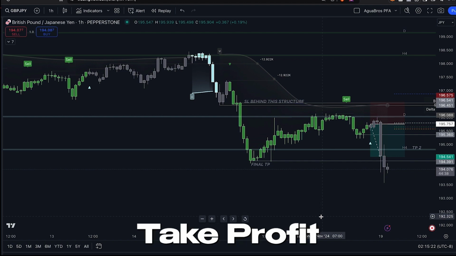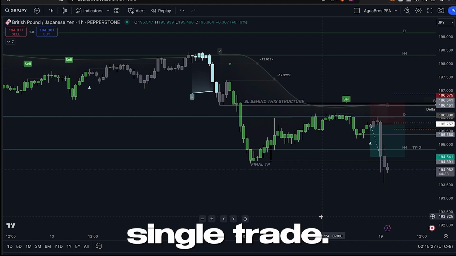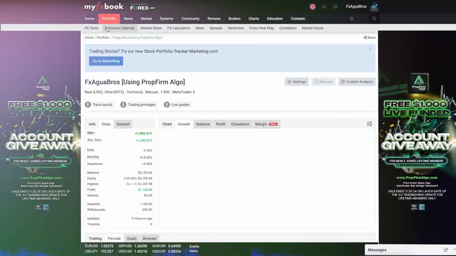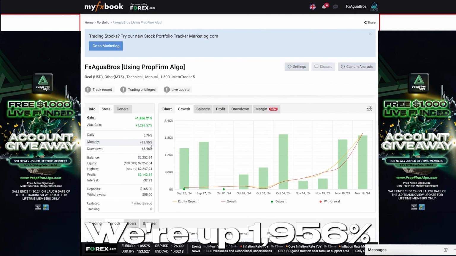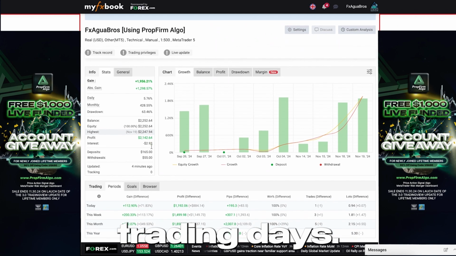We went and smashed take profit and doubled up the account in one single trade. Wow. This was absolutely beautiful. Prop Firm Algo for the win and a perfect testimony on how this system works. We're up 1,956% in just 9 trading days.